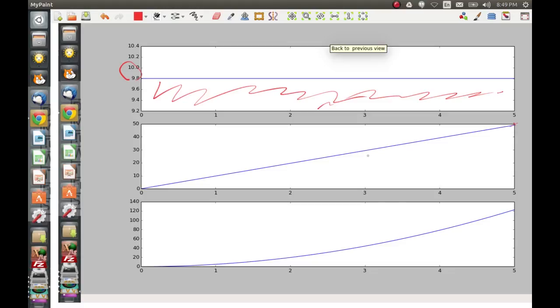And if I integrate this again, then the area of this triangle should be half of 50 into 5. So half of 50 is 25, 25 into 5 is 125, which is the last value that we see here. So that's basically the bare minimum we need to know for integration.